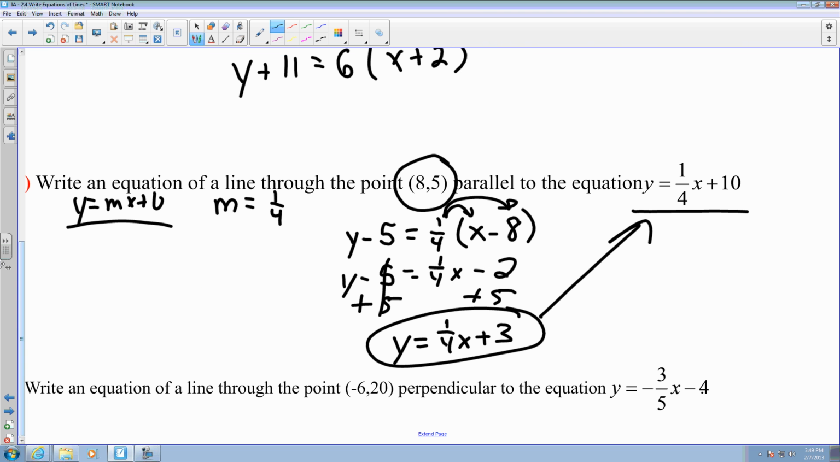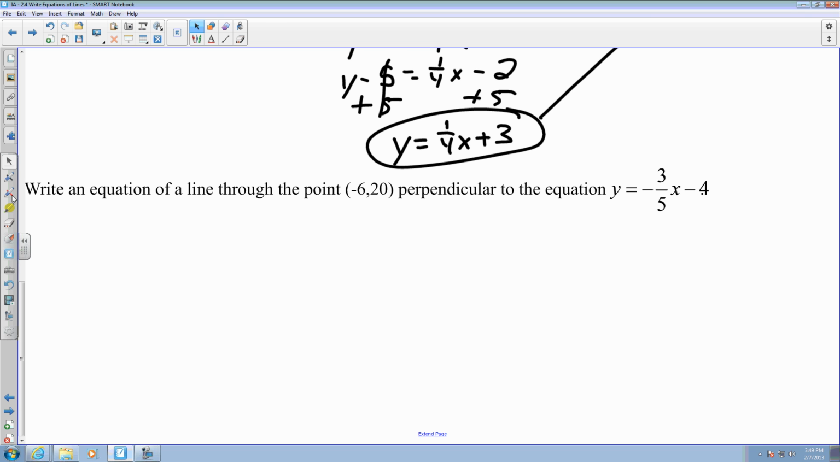This next example is, again, we're going to write an equation in y equals mx plus b form, and the point that it crosses is at (-6, 20).